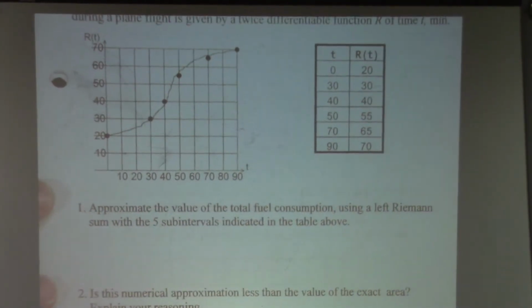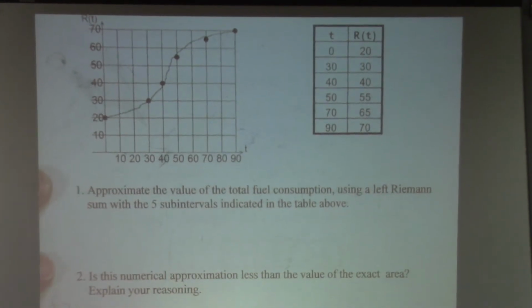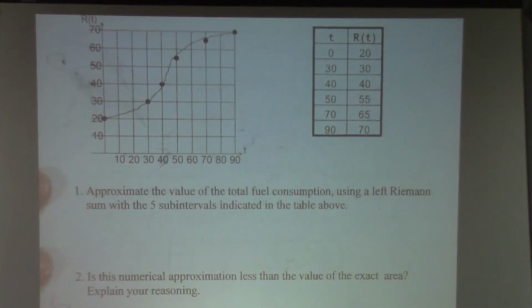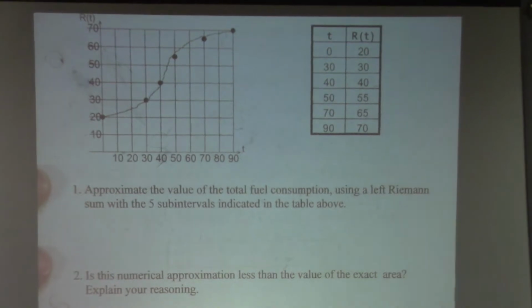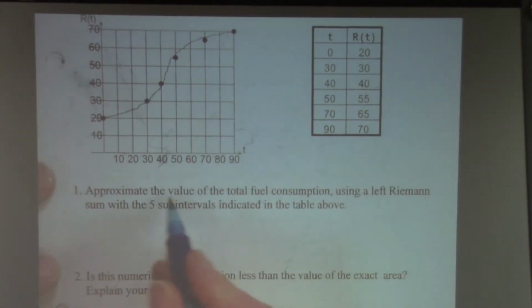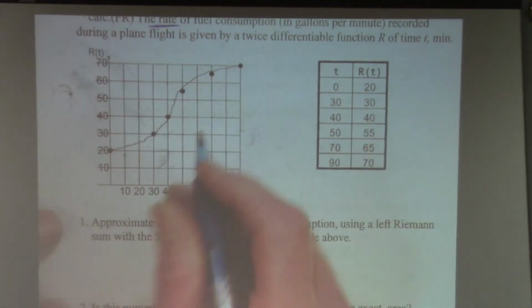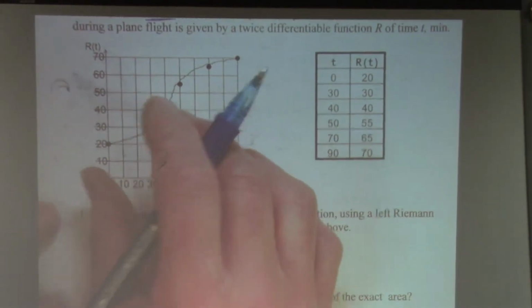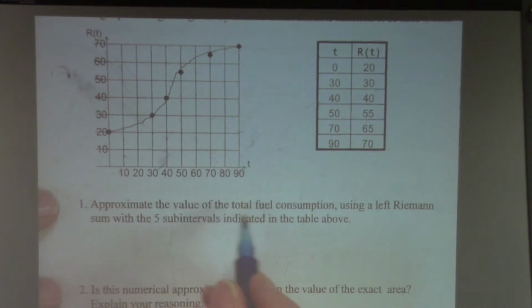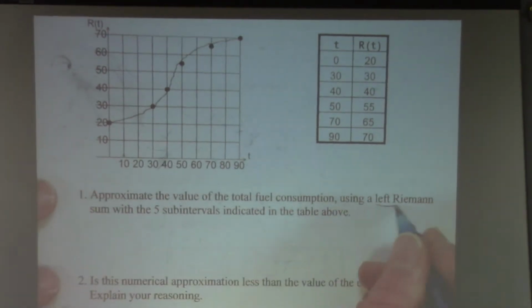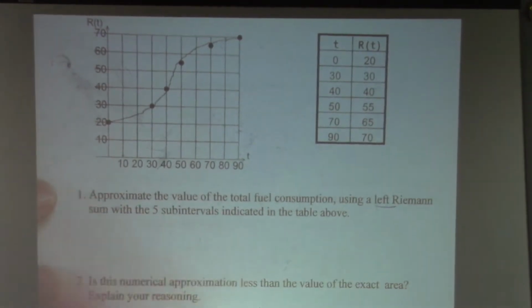Approximate the value of the total fuel consumption using a left Riemann sum with 5 subintervals indicated in the table above. We would recognize this as Riemann sums because, since this is a rate of fuel consumption, if I approximate the area under the curve, I will be finding the amount of fuel consumed. So we want to use a left Riemann sum with 5 subintervals indicated in the table.